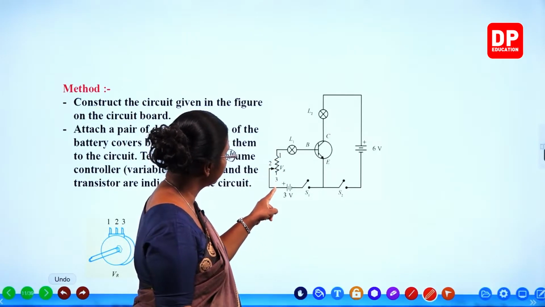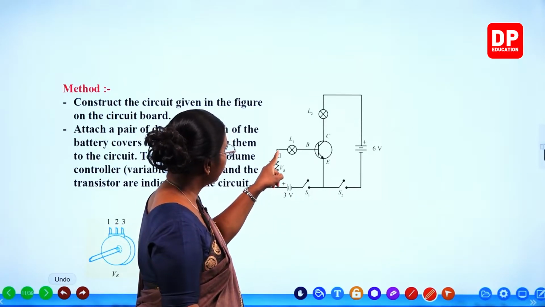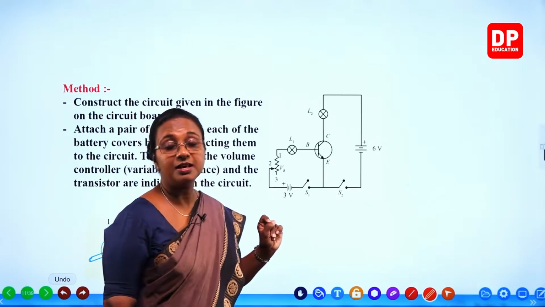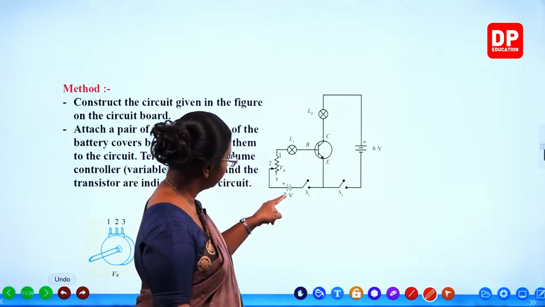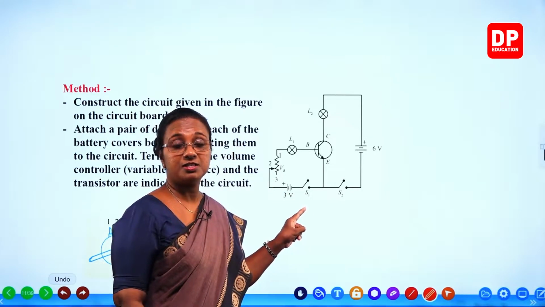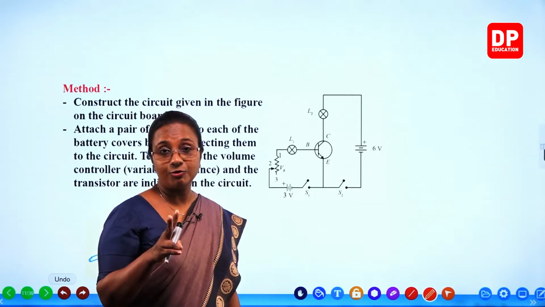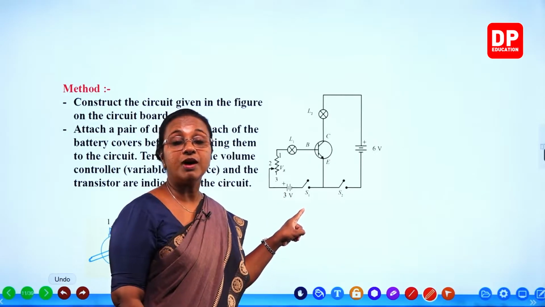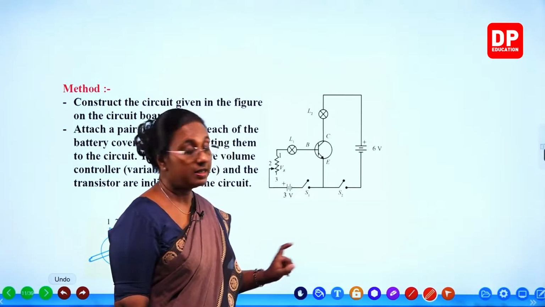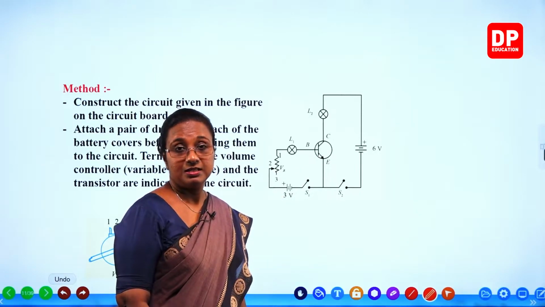Now here you can see the 3 terminals of the volume controller, 1, 2, 3. This is how we connect it. Terminal 1 has to be connected to the bulb, and then 2, then 3 is connected there. Then the volume controller is connected to a 3 volt potential difference. Now we said we are using 2 types of batteries: 2 3-volt batteries and 2 1.5 volt batteries. So here we will be connecting 2 1.5 volt batteries. The positive terminal is connected to the base, and the negative terminal to the switch S1 and then to the emitter.